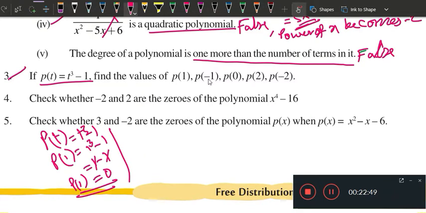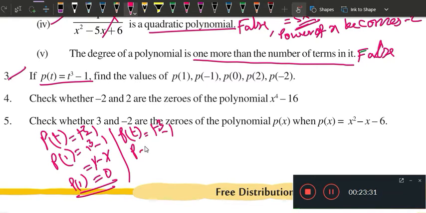Then P of minus 1. Write P of t every time, then you won't be confused. P of t is equal to t cube minus 1. Then we have to find P of minus 1.